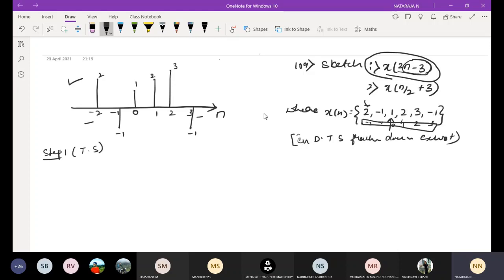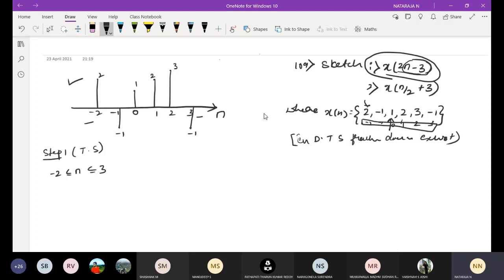Okay, take the time slot -2 ≤ n ≤ 3. Why am I going to take n? This is a discrete time signal. We need to take n; we should not take t here. Why? Because this is a discrete time signal. When we deal with a continuous time signal, we have to take t. Now we have to take n.